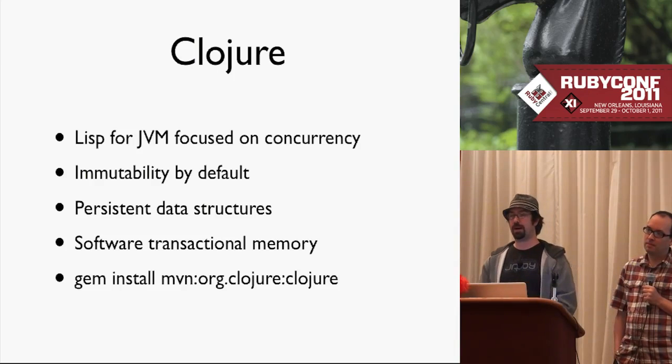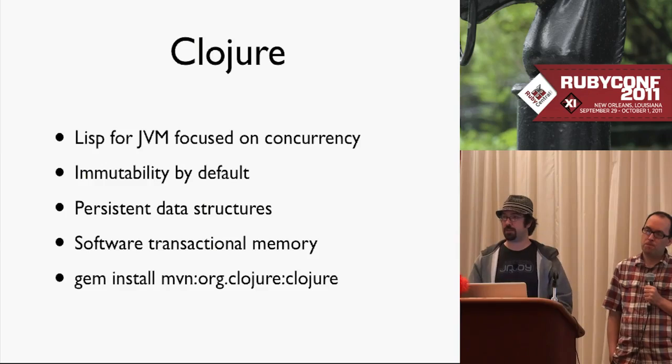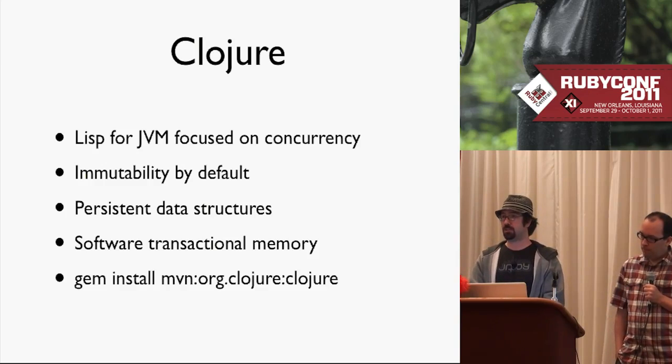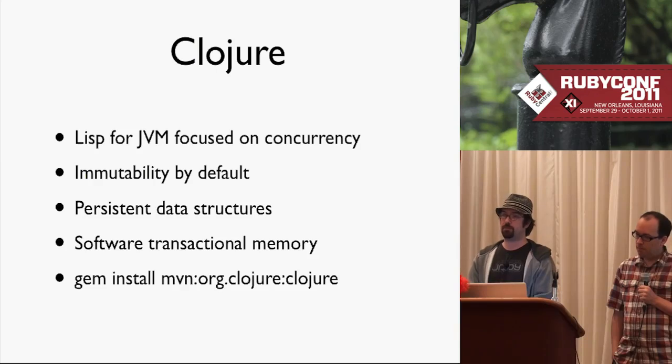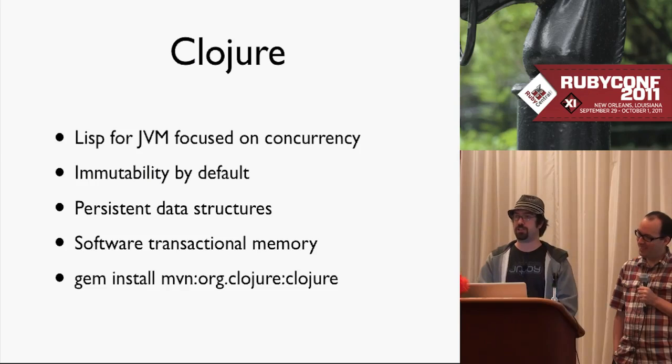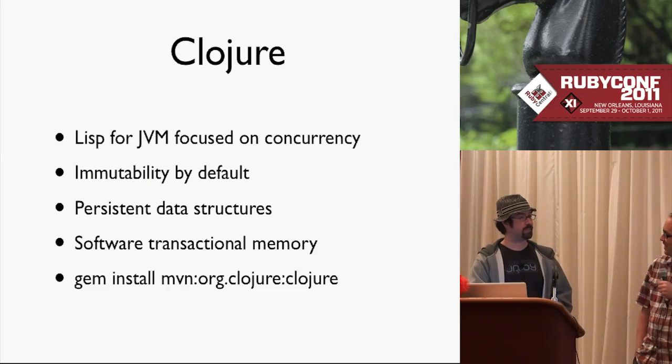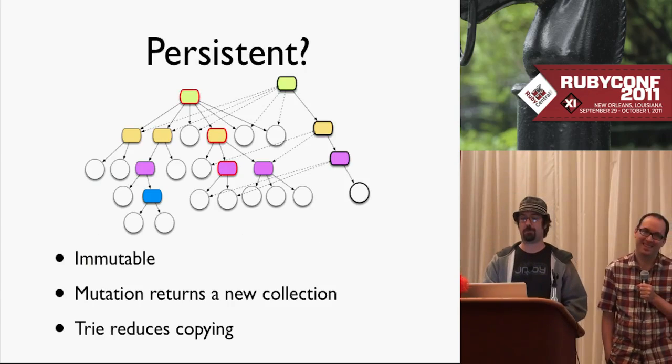So it's immutable by default. You can mutate things, but there's specific ways you have to do it. There are what's called persistent data structures. I'll explain what that is in a moment, as well as software transactional memory, one of the first languages to really popularize software transactional memory, at least on the JVM. And again, if you want to play with Clojure, it's very easy. You can just gem install the Maven library. It also popularized Lisp on the JVM. Yes, I don't think it had a whole lot of impact before that.